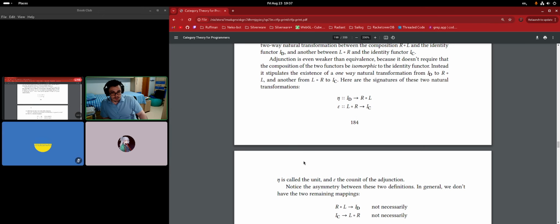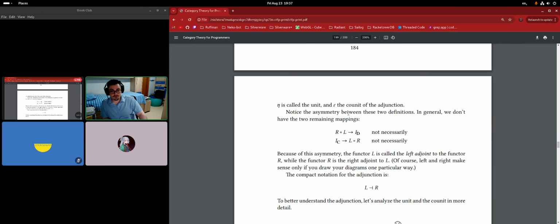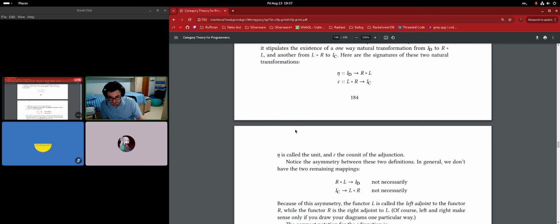Okay, so we're going to call... I don't know the name. I don't remember the Greek names. But these are Greek letters. I think those are eta and sigma, but I might be mistaken. This one we're going to call the unit, and the other one we're going to call the co-unit of the adjunction. Notice the asymmetry between these two definitions. In general, we don't have the remaining mappings, because if we had them, that means that we went all the way back to equivalence again.